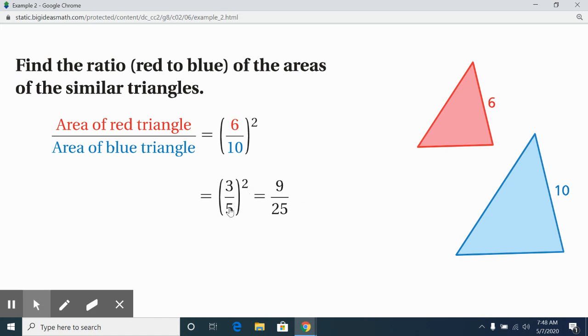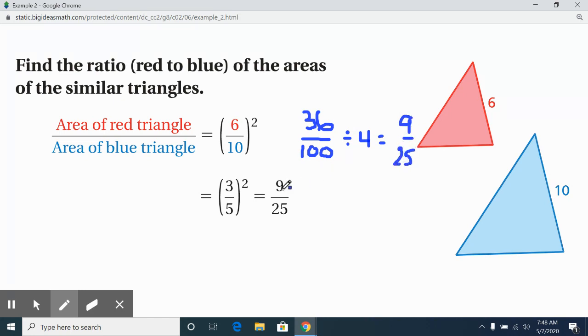All right. Now let me show you something else real quick. We could do it this way too. We could simplify after we square. So we could have taken this fraction and squared it. So 6 squared is 36, and 10 squared is 100. But then both of these numbers, we could divide by 4 and simplify it. So we could simplify after, and that would have given us our 9/25.